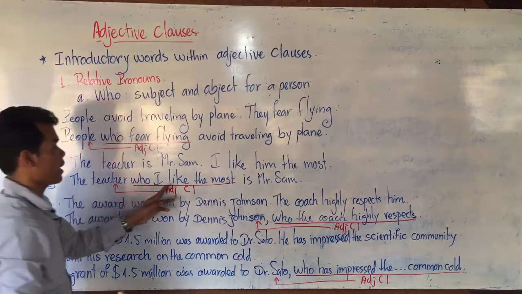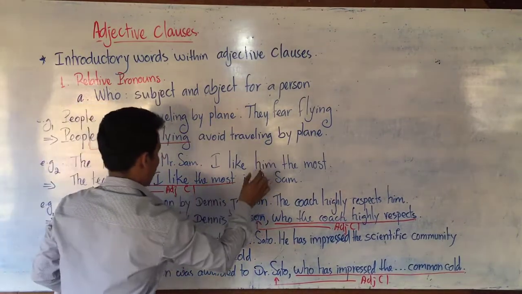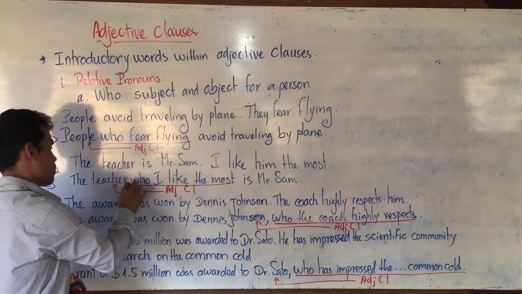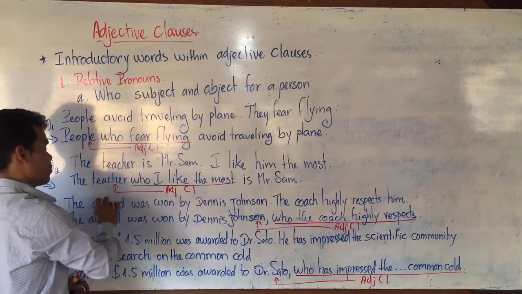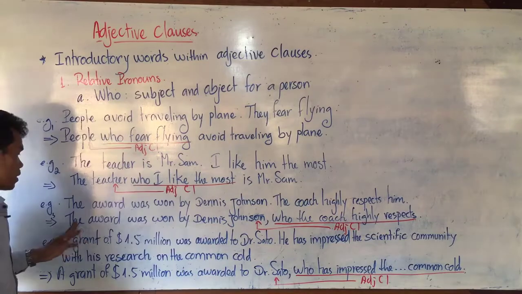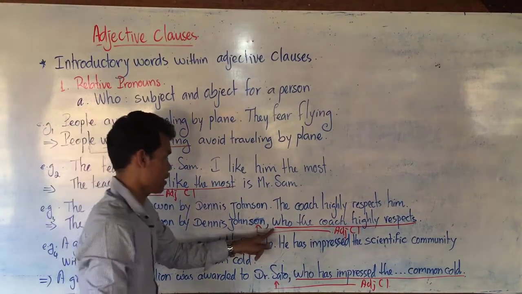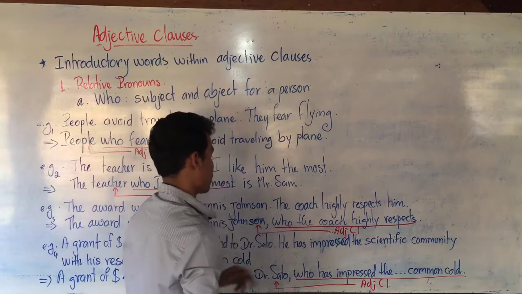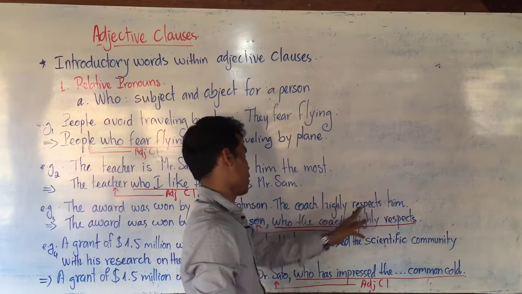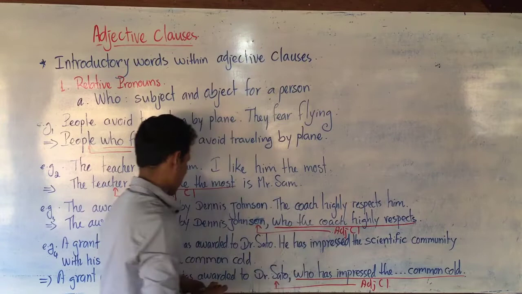The teacher who I like the most is Mr. Sam. "Who" here replaces "him". "Him" is the object of "like" in a simple sentence. So in the complete sentence, "who" here is a relative pronoun functioning as an object too. The award was won by Danny Johnson, who the coach highly respects. So "who" here is the object. In the simple sentence, it is the object of "respect". In the complete sentence, "who" is the object because it has its own subject, like this.